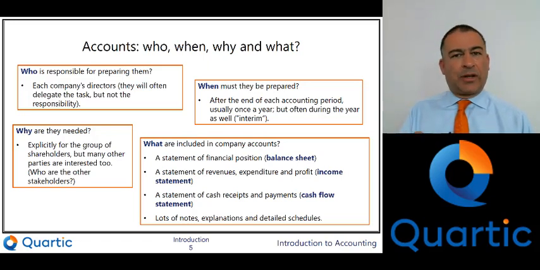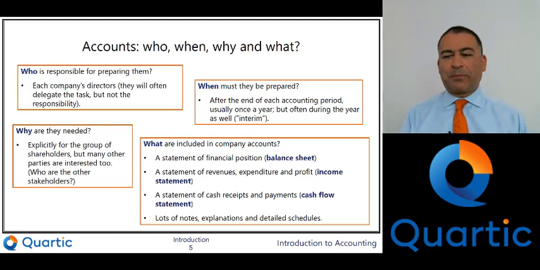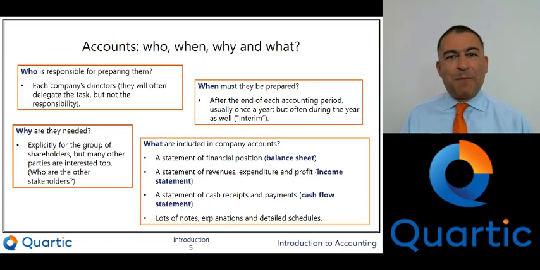We're mostly going to focus on company accounts, and as I said, there are 2 million of them in the UK, so a very large number. Who is responsible? It's the company directors. Now, often the directors will pay the accountant to produce them. So it may be a delegated job, but the company's directors are absolutely responsible for producing accounts.